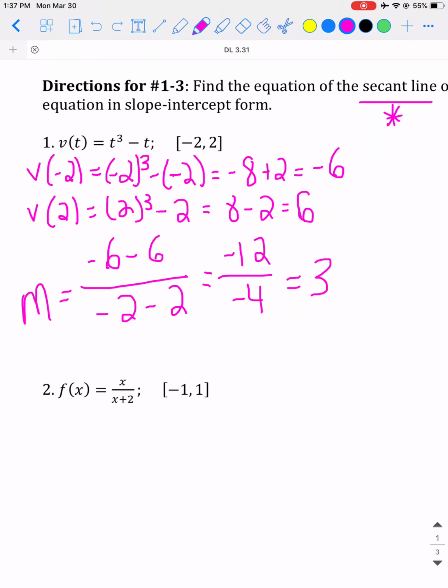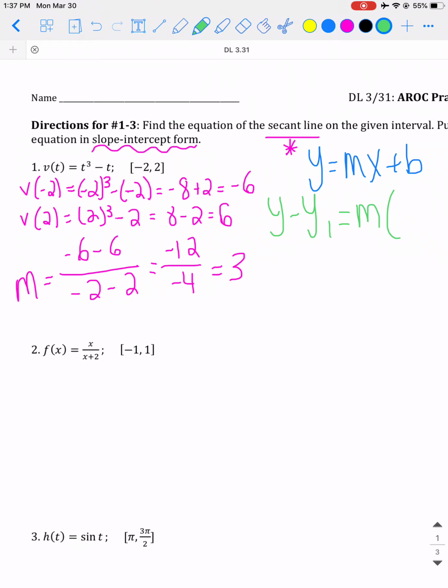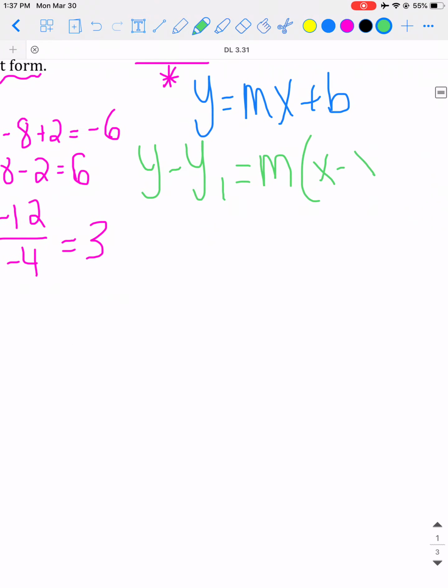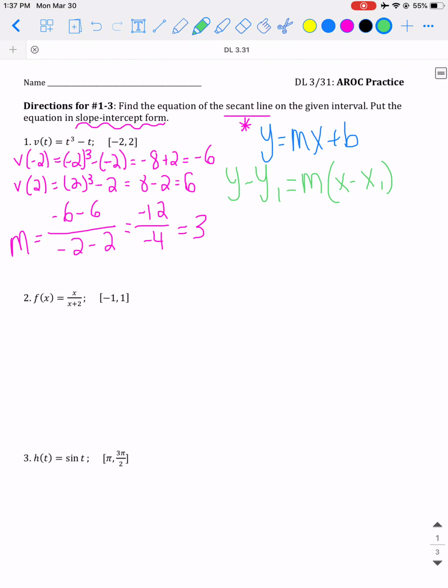So if we go back and read up here, we want to actually find the equation of the secant line in slope-intercept form. So remember slope-intercept form from earlier this year is y equals mx plus b. We also learned point-slope form, which is y minus y1 equals m times x minus x1. So right now, instead of solving for the y-intercept, it might be easier for us to use this point-slope form and then just change our equation to go back into slope-intercept form.